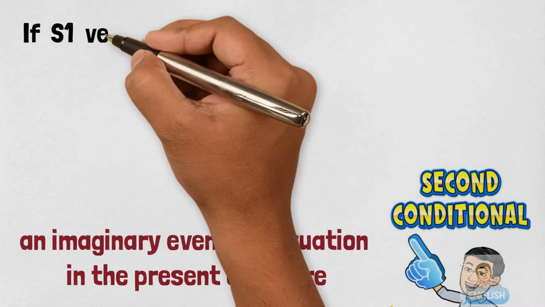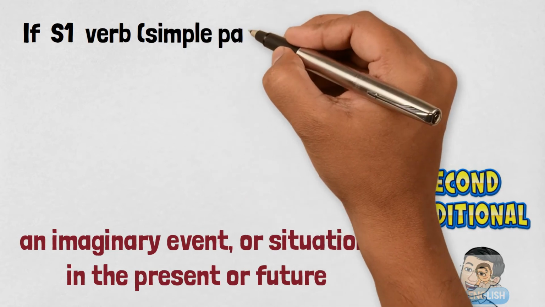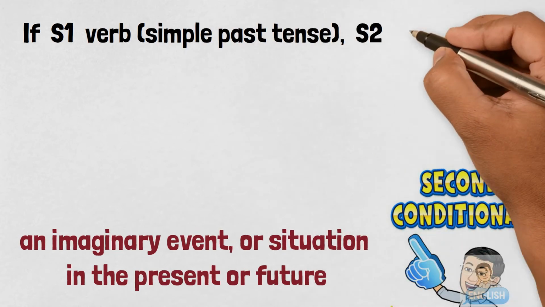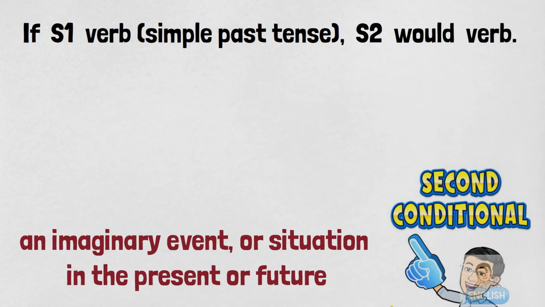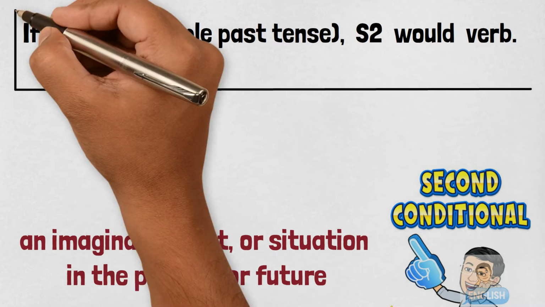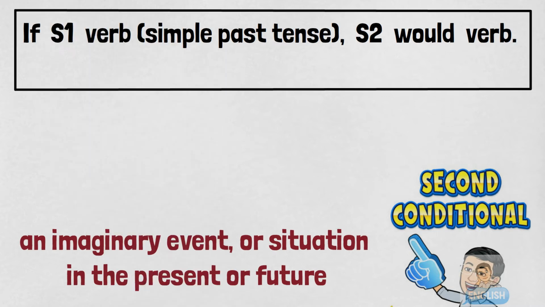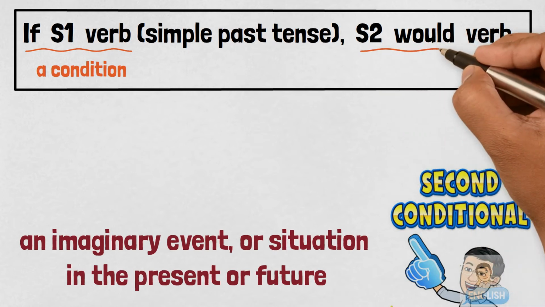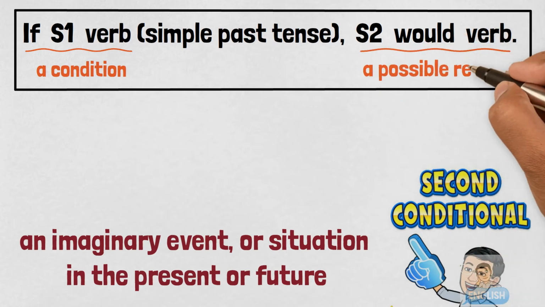The sentence has two clauses, the if clause and the main clause. It doesn't matter which clause comes first. If, subject 1, verb, in the simple past tense. Subject 2, would, followed by a bare infinitive. In which the if clause expresses a condition. The main clause expresses a possible result.